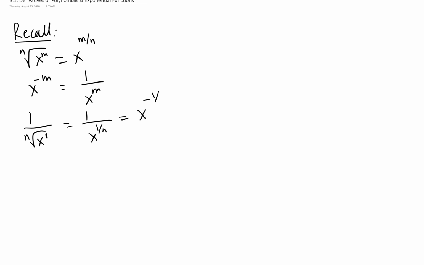If we have the nth root of x to the m, this can be rewritten as x to the m over n. If you have x to the negative m, that is 1 over x to the m, as you can see. If you have, for example, 1 over the nth root of x, what can we do with this one? You can rewrite it first as 1 over x to the 1 over n, because there's a hidden 1, and then you can bring it up as x to the negative 1 over n. These are important to know.